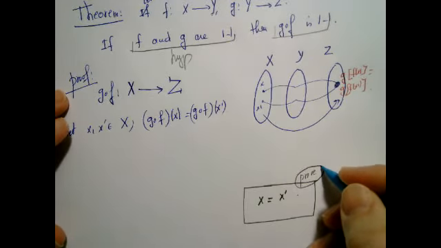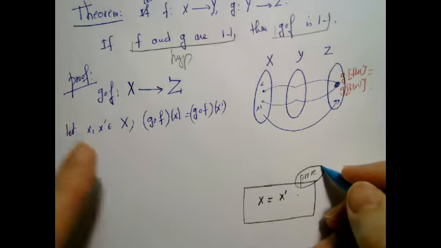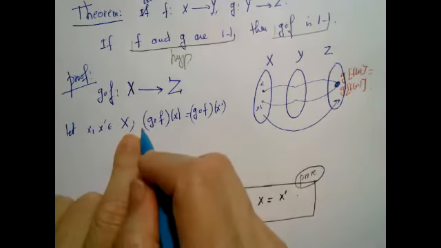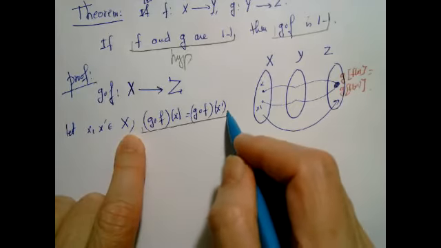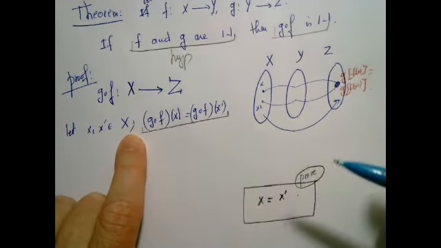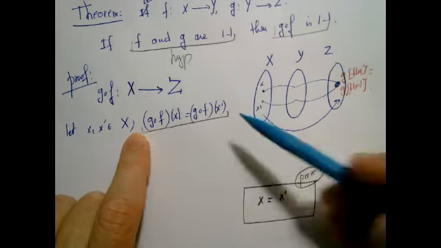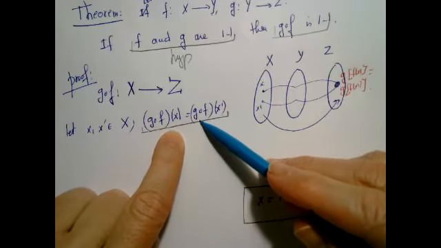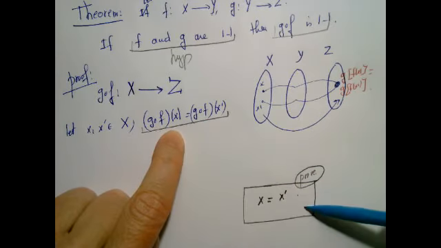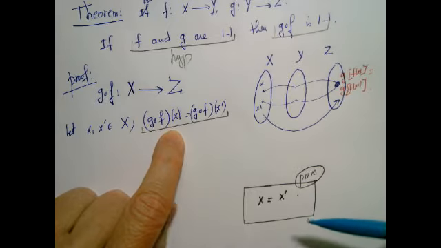What do we know? My idea is because G is 1-to-1, that's why I have F of X equal to F of X prime. Okay, what we have is this. That's the only thing I have. I do not have X equal X prime. You have to convince me X equal X prime. Are you with me?